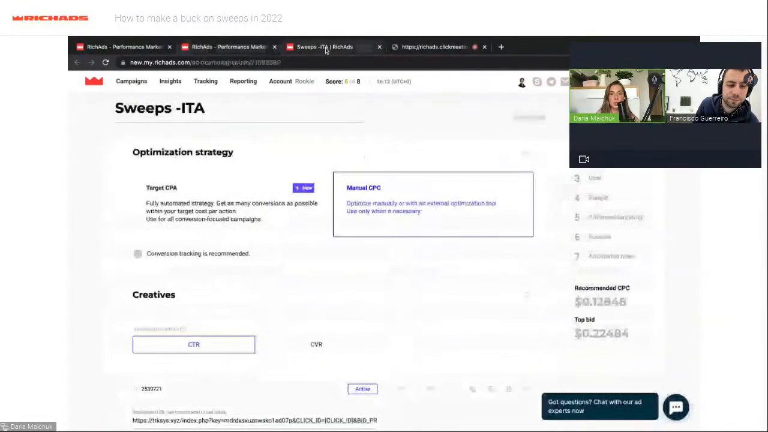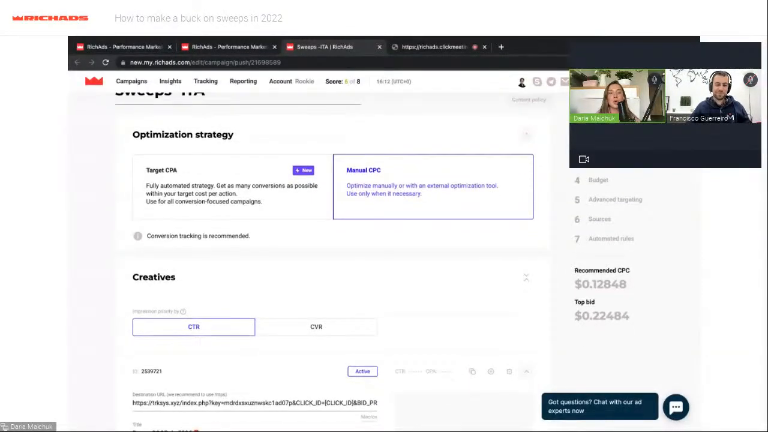So now I will show you the settings of a campaign. I created it before. It will be a campaign for sweeps for Italy. So now I will describe all the settings and how they will help us to optimize the campaign and get good results. We have 2 optimization strategies: target CPA and manual CPC.